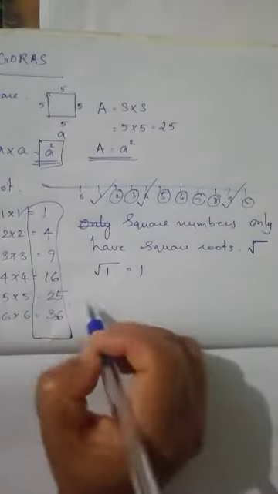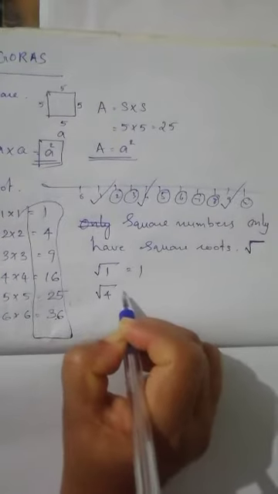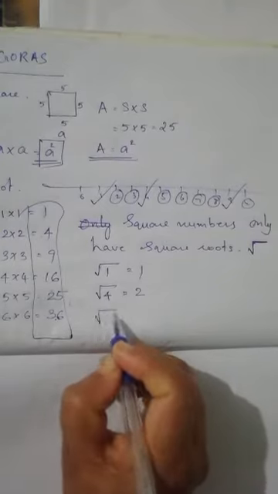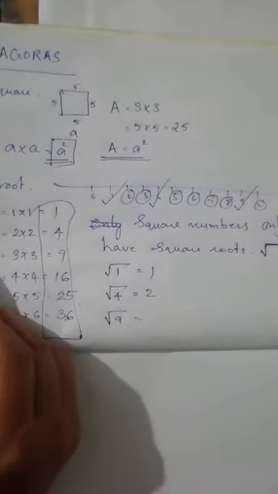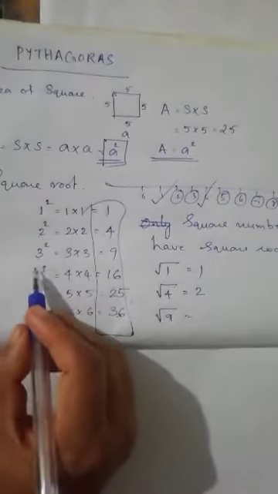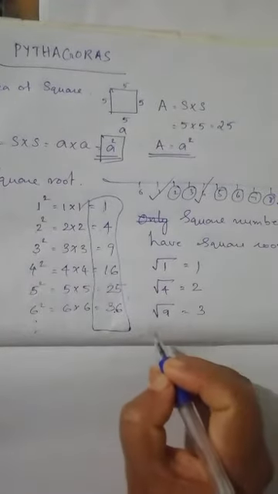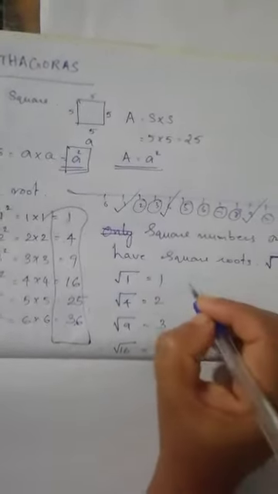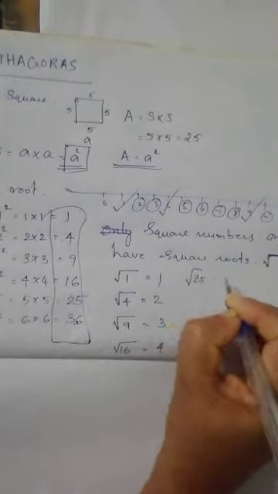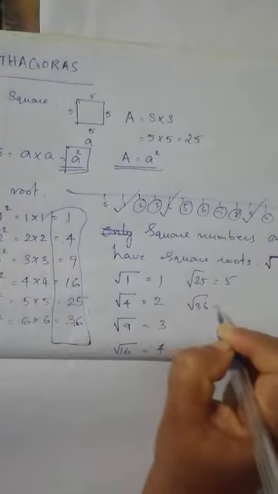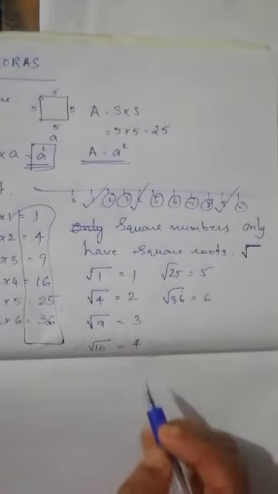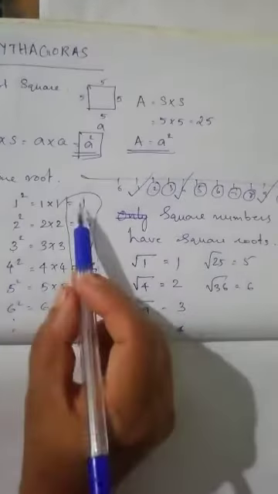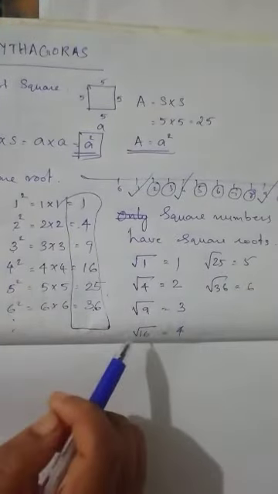Then the square root of the next square number, 4, is 2. Square root of 9 is 3. Square root of 16 is 4. Square root of 25 is 5. Square root of 36 is 6. Like this we can write the square root of some numbers. We can write square roots of square numbers only.